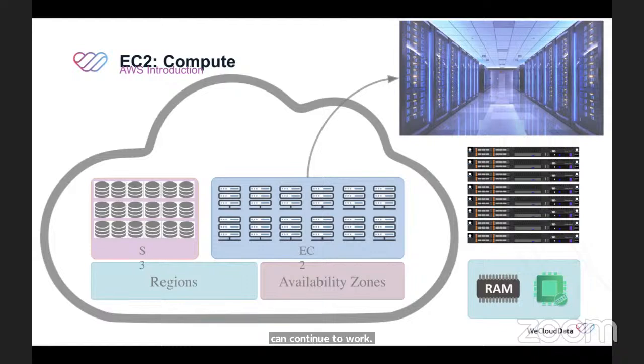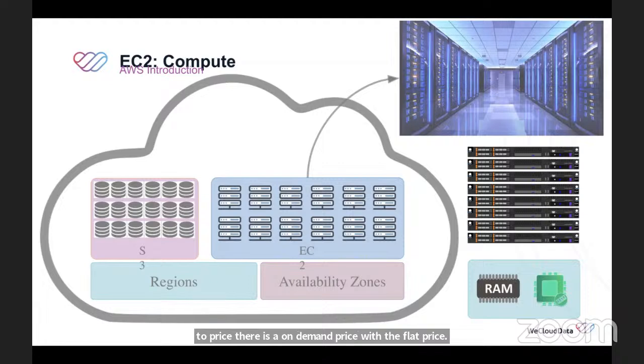For EC2, you can choose how big your memory is and how big your CPU is. And you are being charged on an hourly basis, right? So it is per instance per hour. You can always decide to make it bigger, which will be more expensive, or smaller, which will be a bit cheaper.